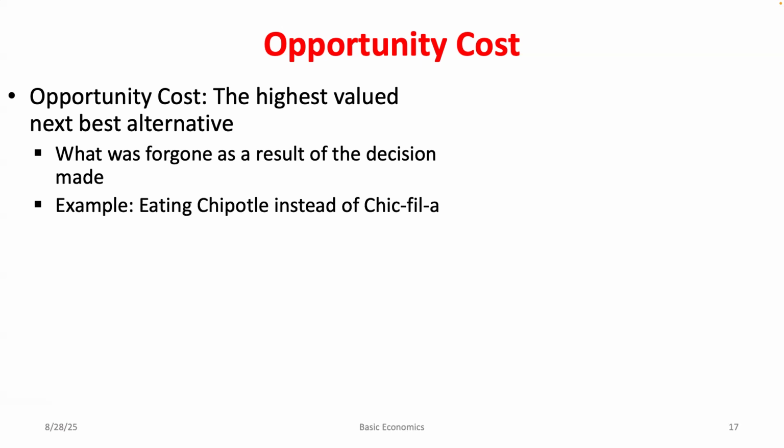If I'm giving up a meal that I prefer much more, so maybe I don't really like Mexican food and I really like Chick-fil-A, well, I shouldn't just be weighing out the costs and the benefits of eating at Chipotle in terms of how much that meal is going to cost me. I should also be factoring in, well, what am I giving up? I'm giving up the fact that I'm not eating a meal that I value way more. So we want to be factoring in these opportunity costs to our decision making.